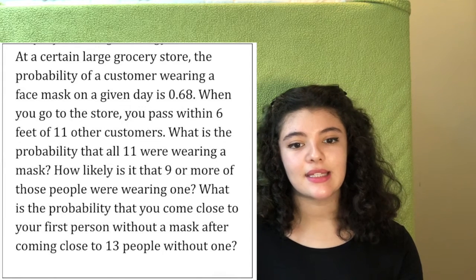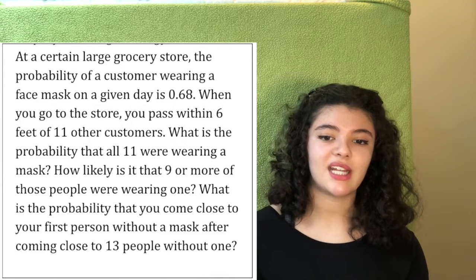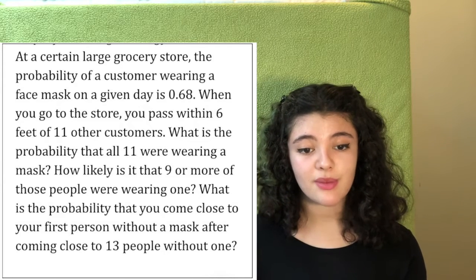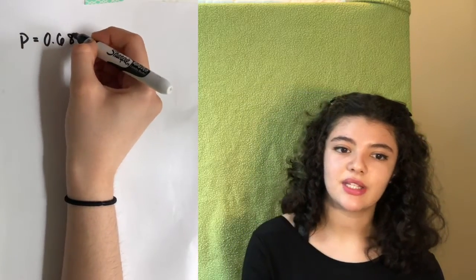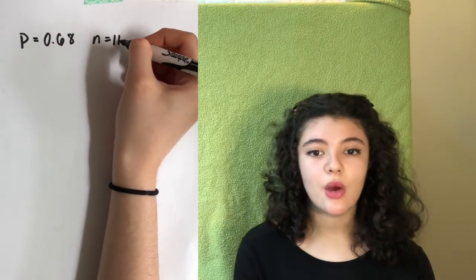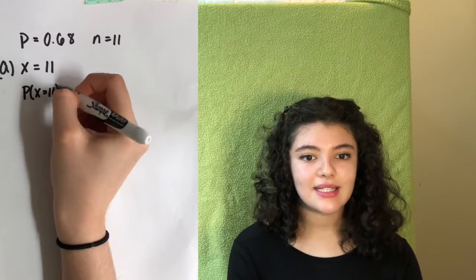How likely is it that 8 or more of those people were wearing one? And what's the probability that you come close to your first person with a mask after coming close to 5 people without one? First, identify the variables. P equals 0.68 and n equals 11. For the first two questions, we know it's binomial because each of those encounters is considered a trial, and there are exactly 11 of them. It just tells us. For A, x equals 11.